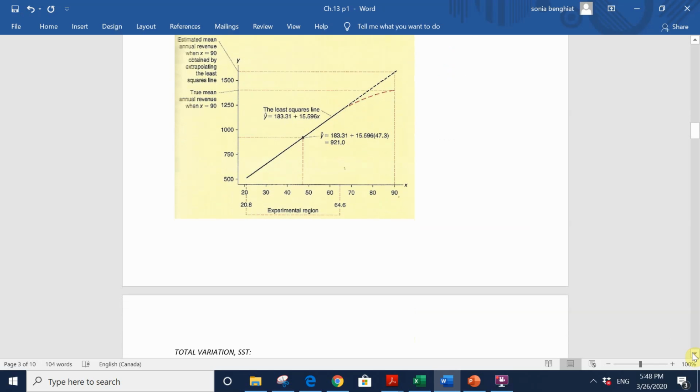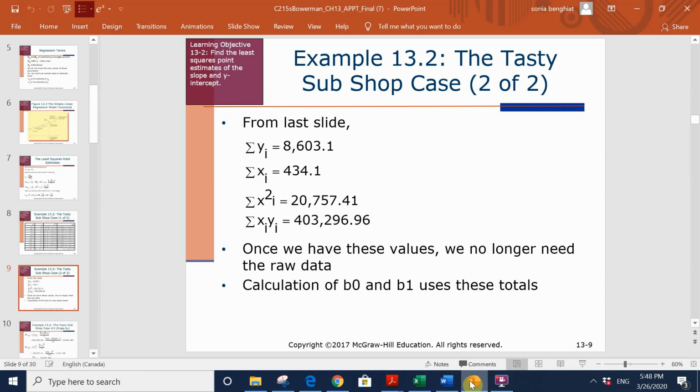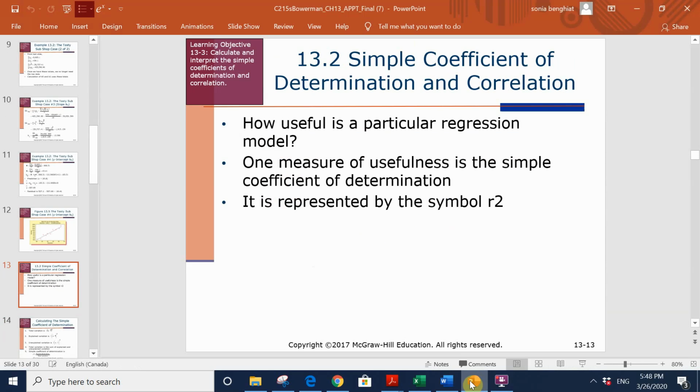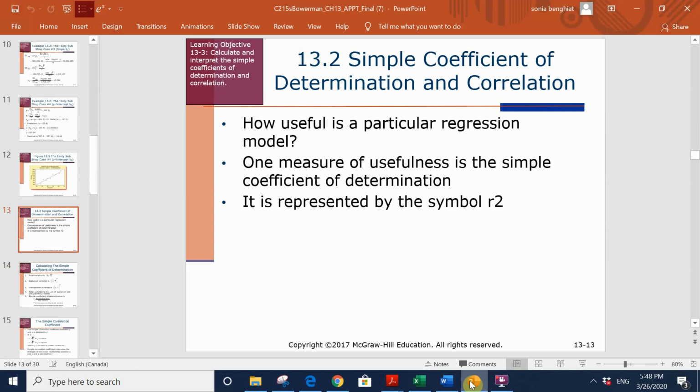Now, the next point that I want to cover with you is this right here. I'd like to talk to you a little bit about the simple coefficient of determination and correlation. We know what the correlation coefficient is about. We've seen that before, but we're going to talk about it some more now. And now we're introduced to a new measure, and that is the coefficient of determination.